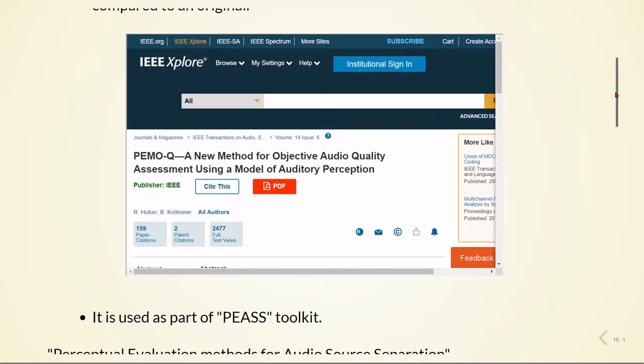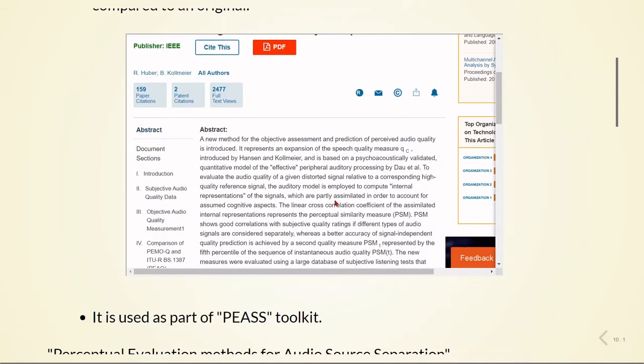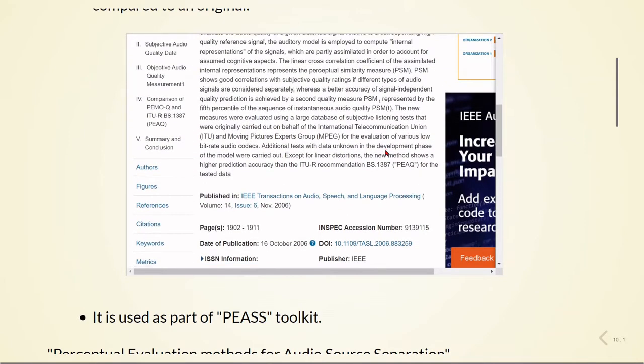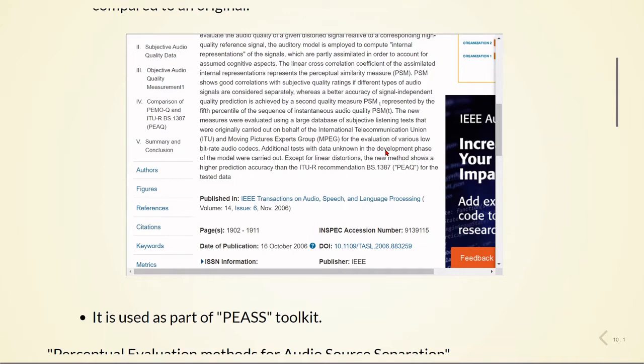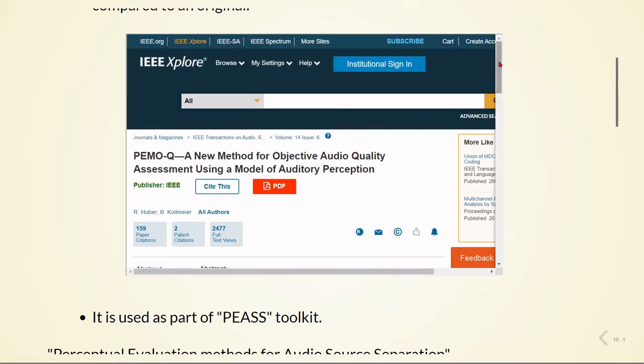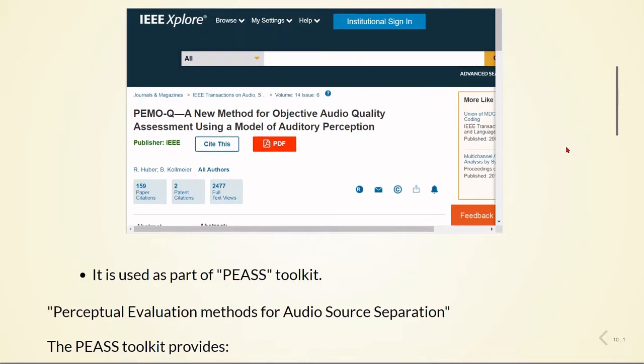And here you can find this paper at the IEEE: PMOQ, a new method for objective audio quality assessment using a model of auditory perception. It's a very interesting read. And as a student of the Luleå University of Technology, you have access to these papers, and you have access to this IEEE library. So if you don't know how to download them, you can ask the library or the IT department.